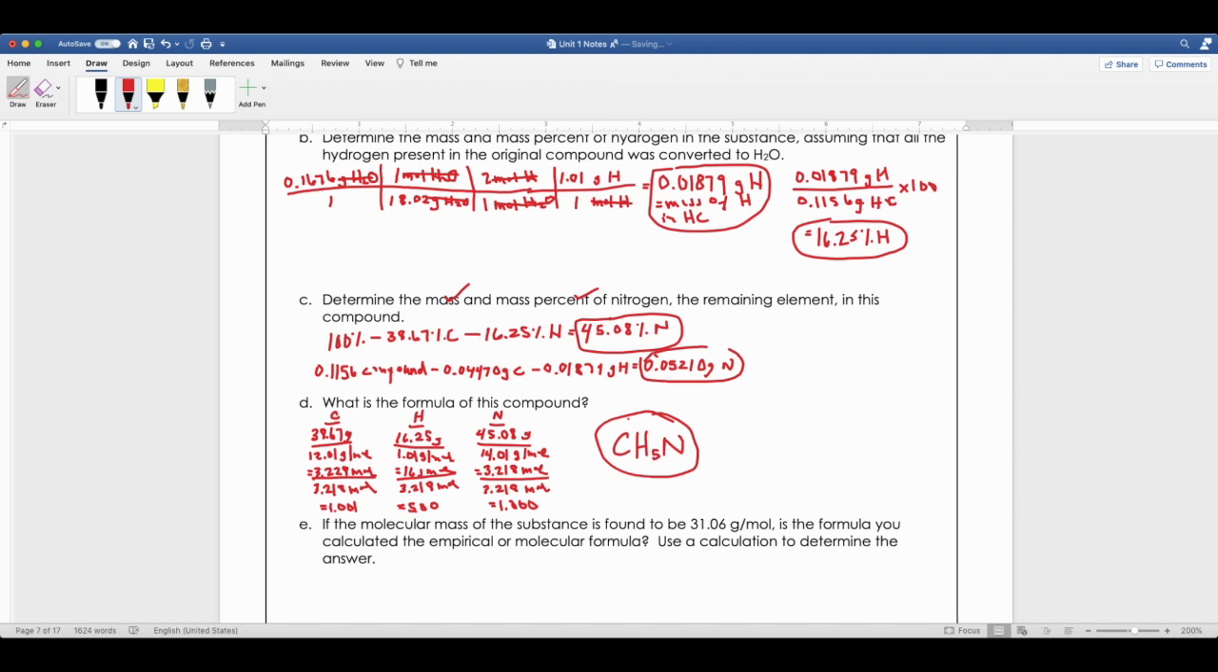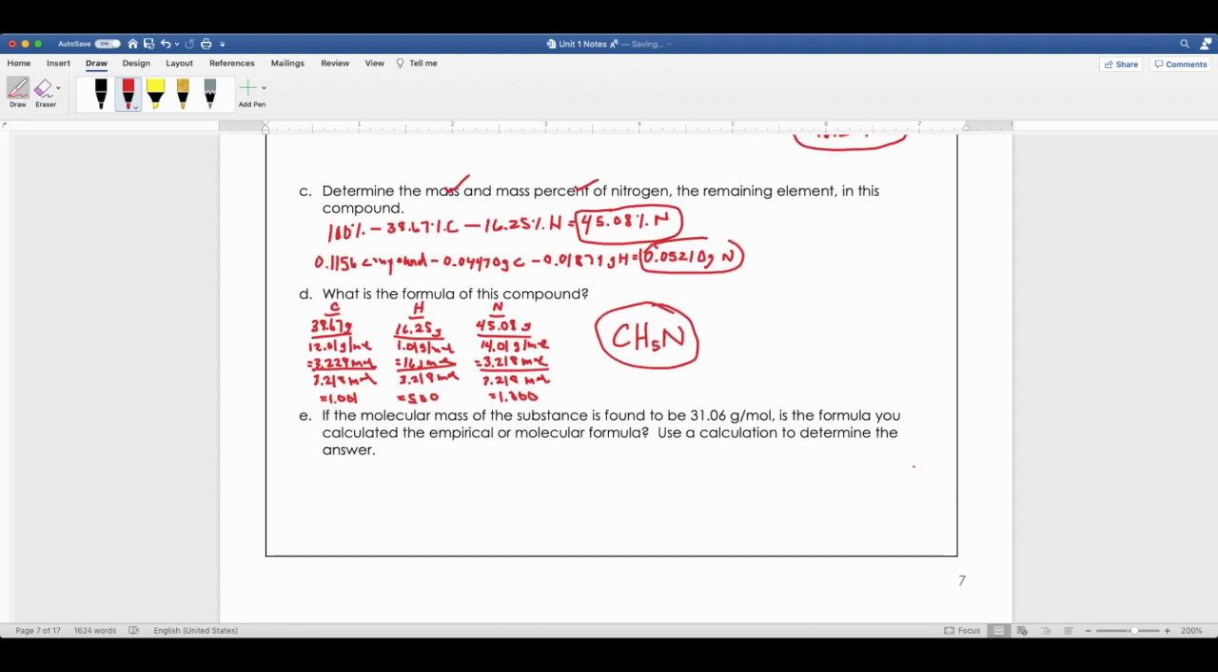And then it says, if the molecular mass of the substance is found to be 31.06 grams per mole, is the formula you calculated the empirical or the molecular formula? Let's go ahead and figure that out. The molar mass for this empirical formula happens to be 31.06. So in this case, the molar mass of the empirical formula is the same as that of the molecular formula.